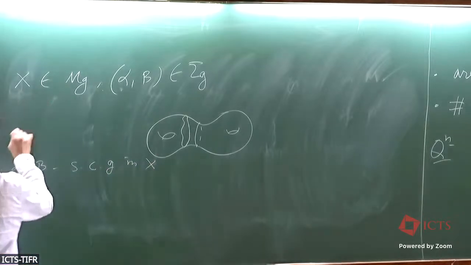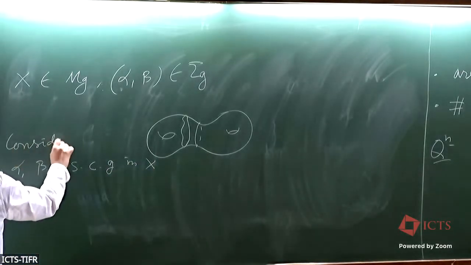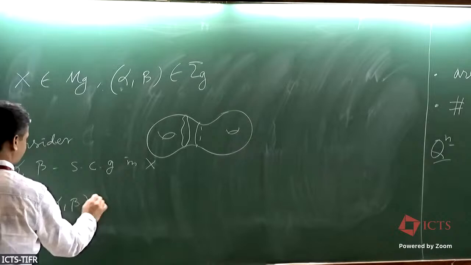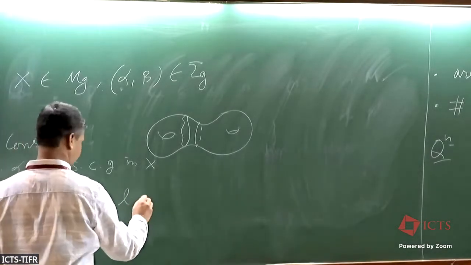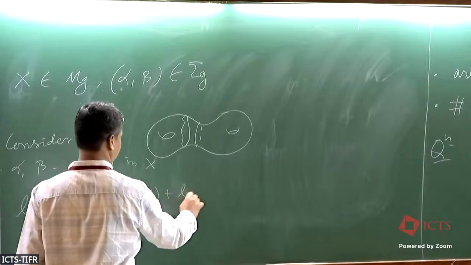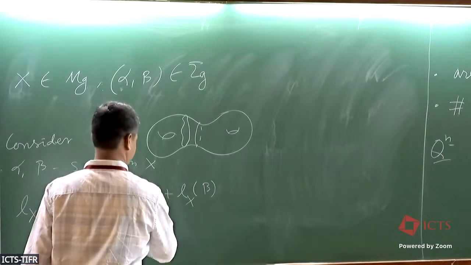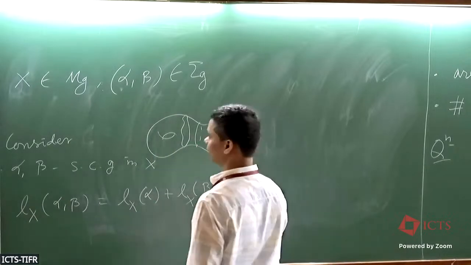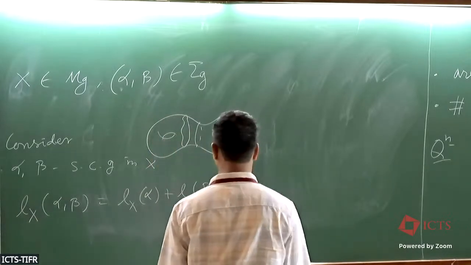So consider, we define L_X(alpha, beta), which is equal to the length of alpha in X plus the length of beta in X. So this is the sum of the lengths of alpha and beta. This is called the filling pair length function.